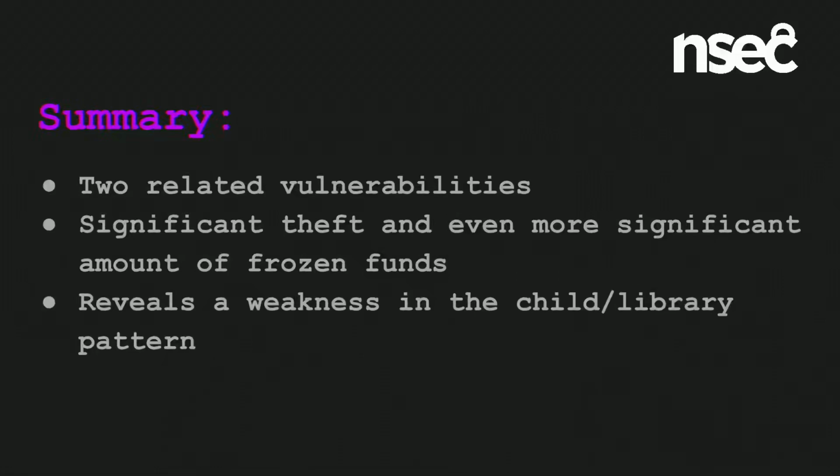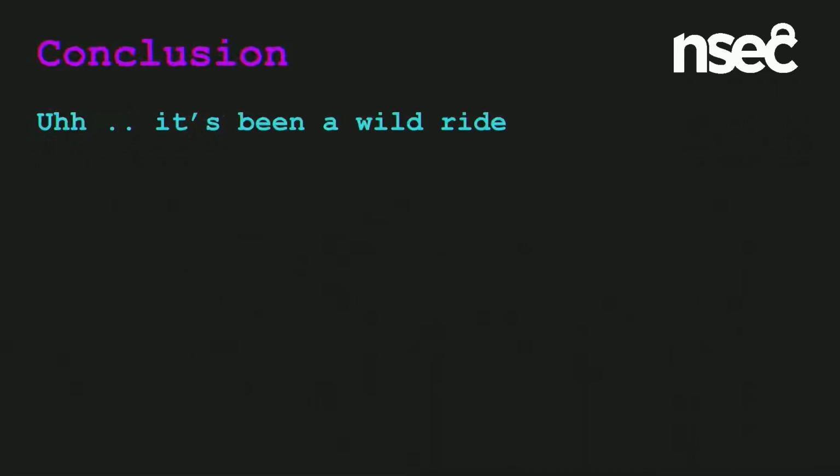So to summarize, Parity had two related vulnerabilities. It's possible that the second one was a result of the haste with which the first one was fixed. It was a significant theft and an even more significant amount of frozen funds. And it reveals a weakness in the child library pattern. So some might say that this is just the kind of thing that someone had to learn the hard way. In conclusion, it's been a wild ride.